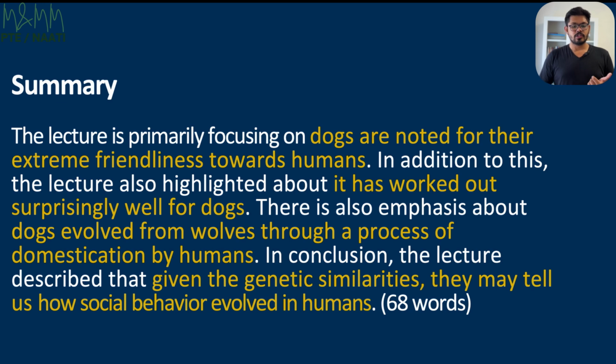Second, in addition to this, the lecture also highlighted about it has worked out surprisingly well for dogs. Third, there is also emphasis about dogs evolved from wolves through a process of domestication by humans. Next is, in conclusion, the lecture described that given the genetic similarities, they may tell us how social behavior evolved in humans. In total, this summary is of 68 words.